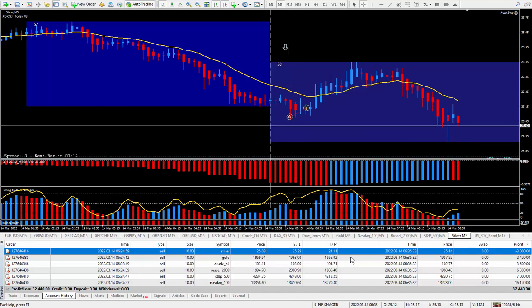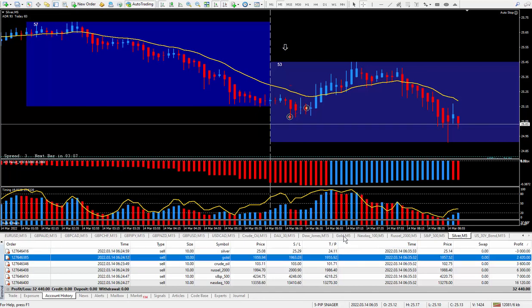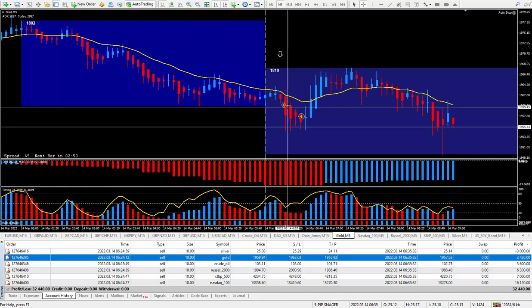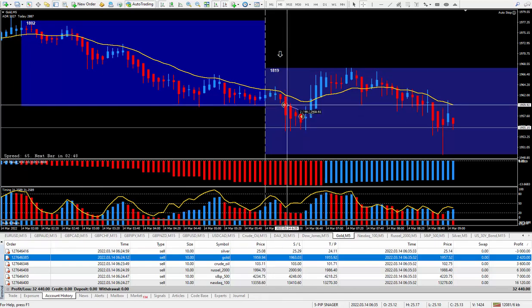Next one is gold. Let's see where I got in at gold. I knew I wanted to be selling. By the way, I sold all these instruments. See how the market moves? Down, then up, then down. Well, I caught this cycle on the right side.